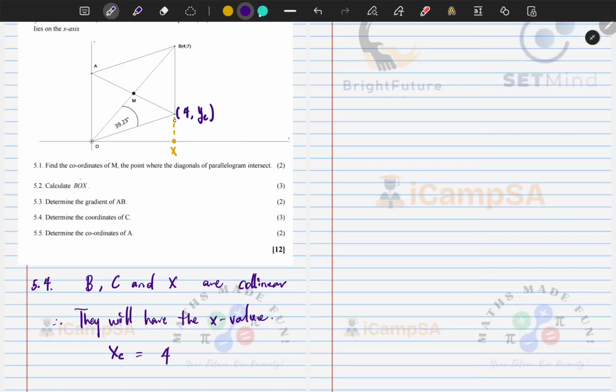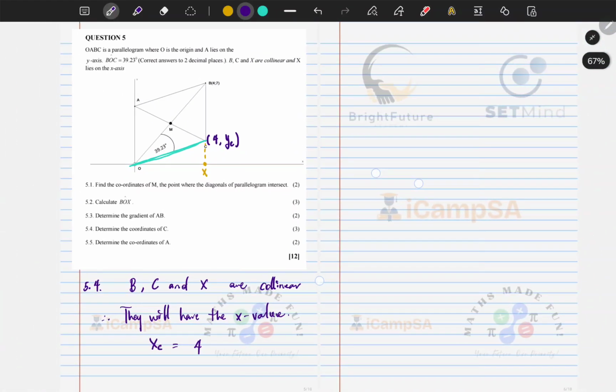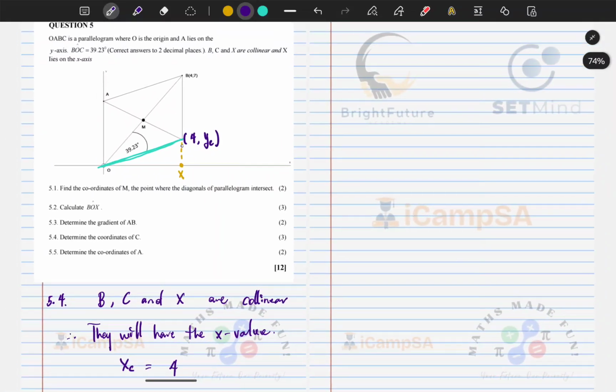So already we have 4 here, and we also have y of C. Remember what we have. We do have this line, and we do have the gradient of this line. So it becomes easy, because we can simply say that the gradient of OC is going to be your y of C minus your y of O all over your x of C minus your x of O. What is the gradient of OC? It was 0.38.